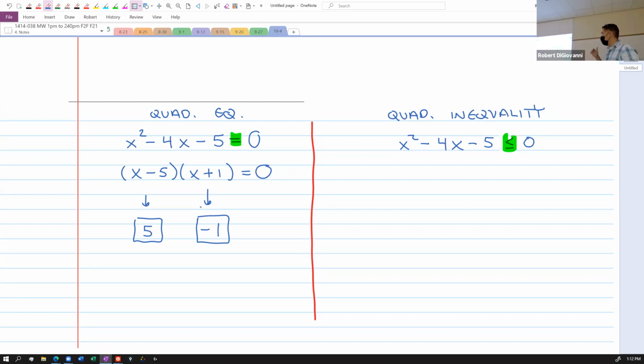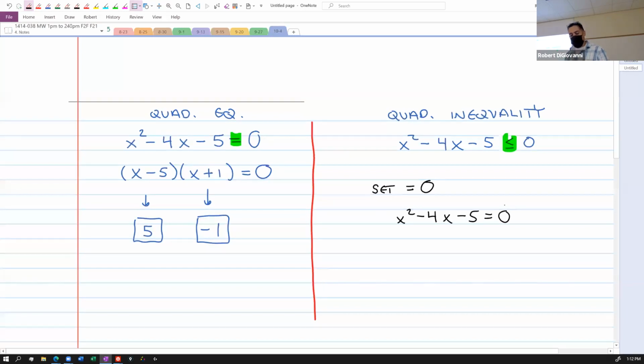Now, with the quadratic inequality, it's a little different because we're basically saying what values of x will make that thing less than or equal to 0. So here's the procedure, okay? The procedure for this is always to do this. First, you will set it equal to 0. So that's the first step, is that you ignore the inequality completely and you just treat it like an equation. And then you find the solutions, which I already did on the left-hand side. So we already know the two solutions to this are 5 and -1.